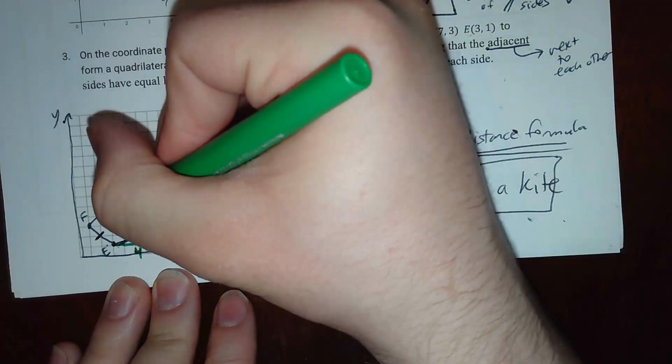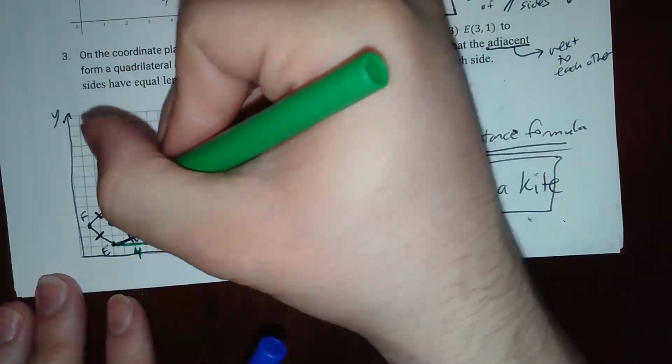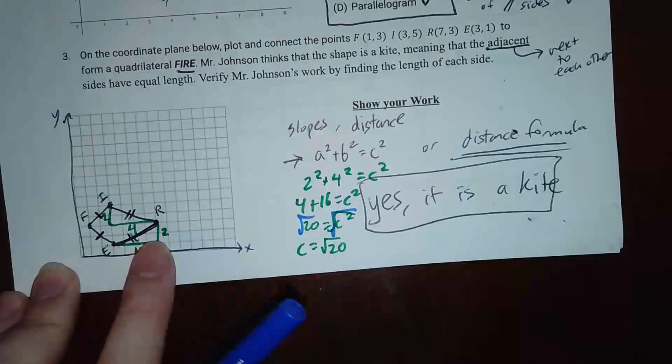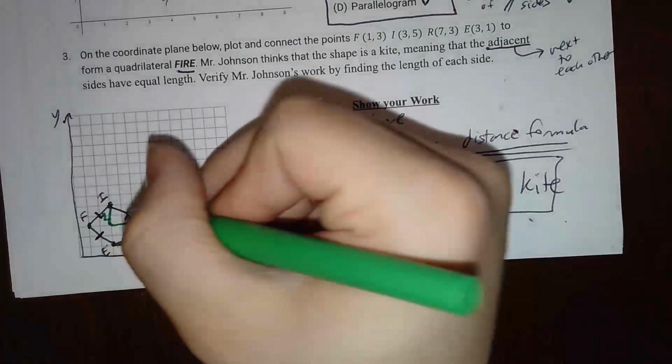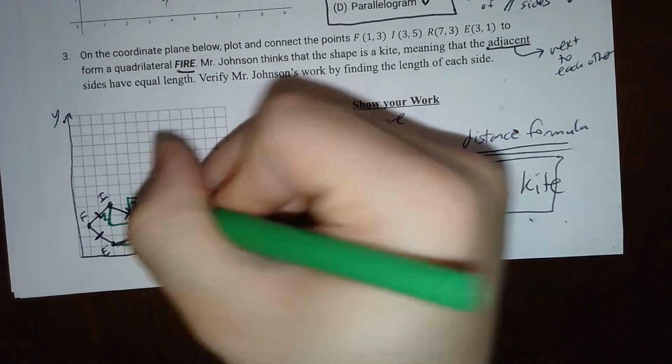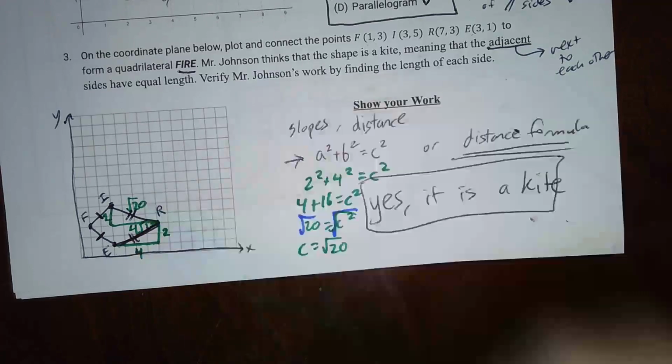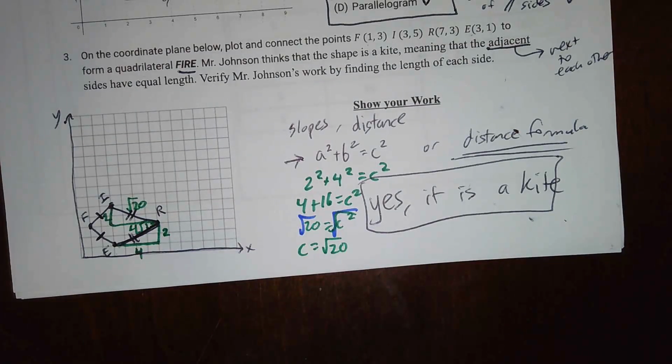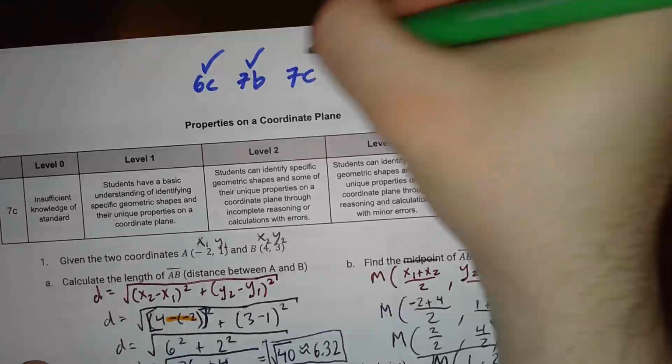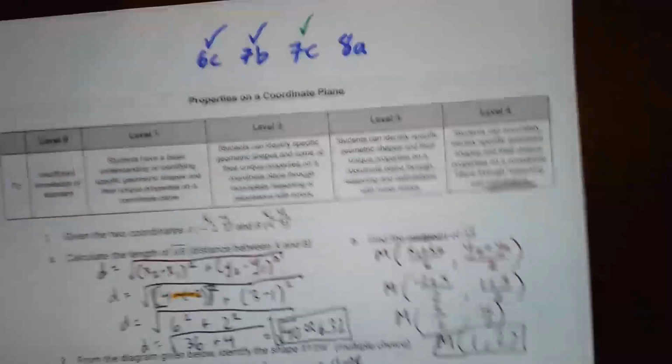You can do the same thing for IR, and you'll notice that it's also a 2 by 4 right triangle, and that gives you that the lengths are the square root of 20, making them the same. Okay, that's it for standard 7C. Let's move on to standard 8A.